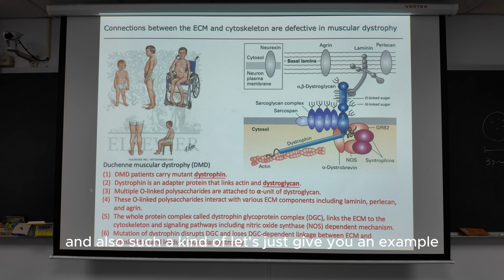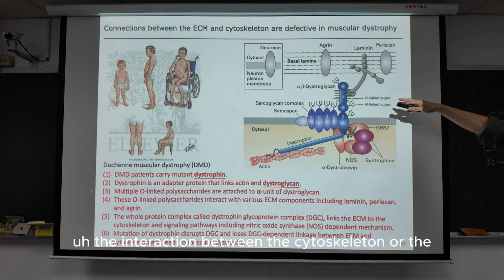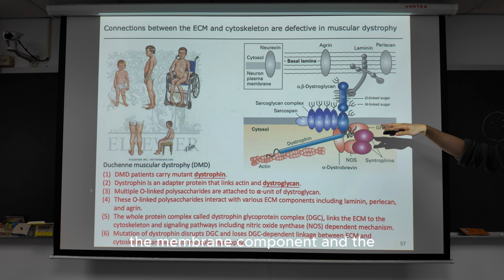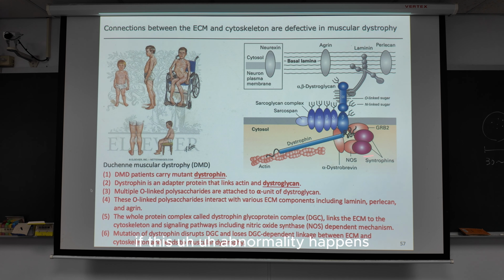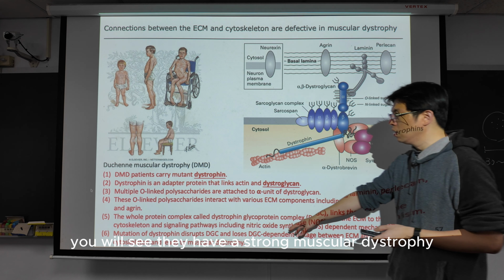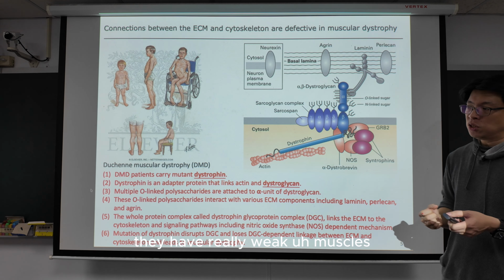Let me give you an example. The interaction between the cytoskeleton or the membrane component and the extracellular matrix is important. If an abnormality happens, it will trigger certain diseases. For example, Duchenne muscular dystrophy, DMD. For this patient, you will see they have a strong muscular dystrophy. They have really weak muscles.